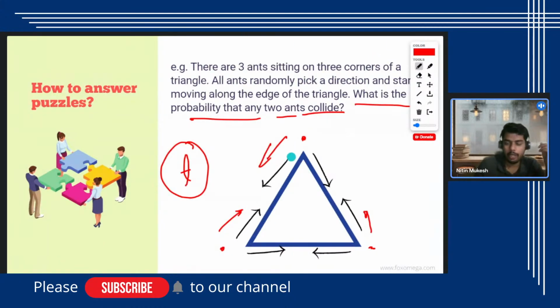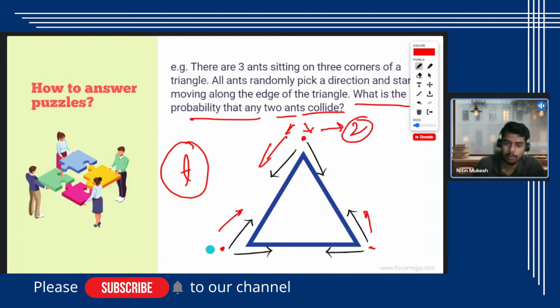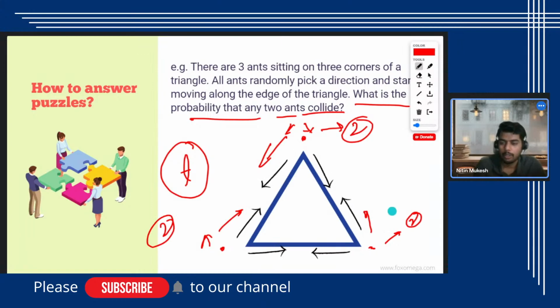For any ant there are two chances, meaning there are two ways. Either the ant can go this side or the other side. So Shravani has given the right answer. Each ant has two outcomes, this ant has two outcomes and this ant has two outcomes. So the total number of outcomes is 8. And out of 8 outcomes, what is the probability that the ants are going to collide?